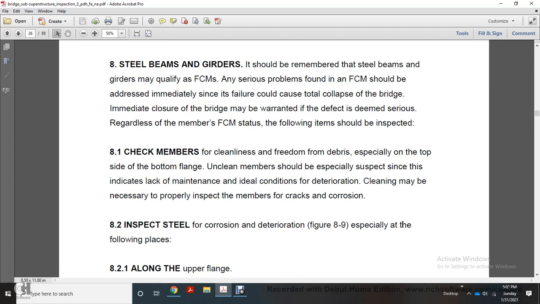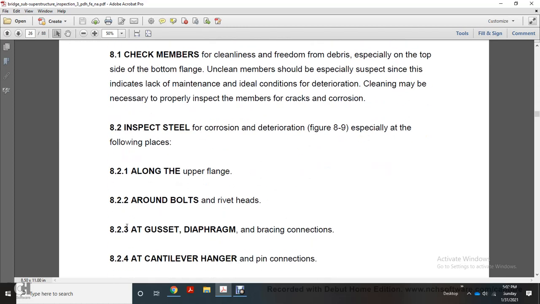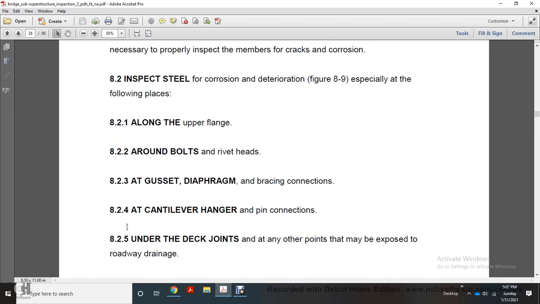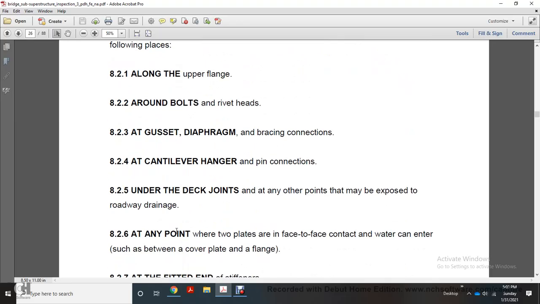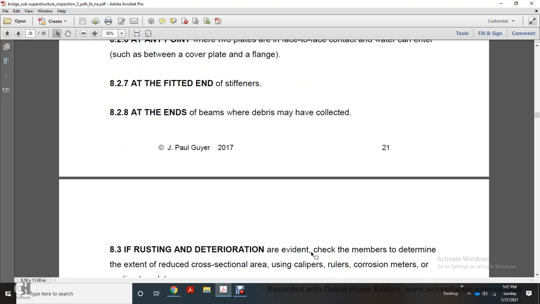Inspect steel for corrosion and deterioration, especially in the following places: along the upper flange, around the bolt and rivet heads, diaphragm and bracing connections, cantilever hanger and pin connections, and under the deck joints and other points that may be exposed to roadway damage. Check any point where two plates are face to face, where water can enter, such as between a cover plate and flange.